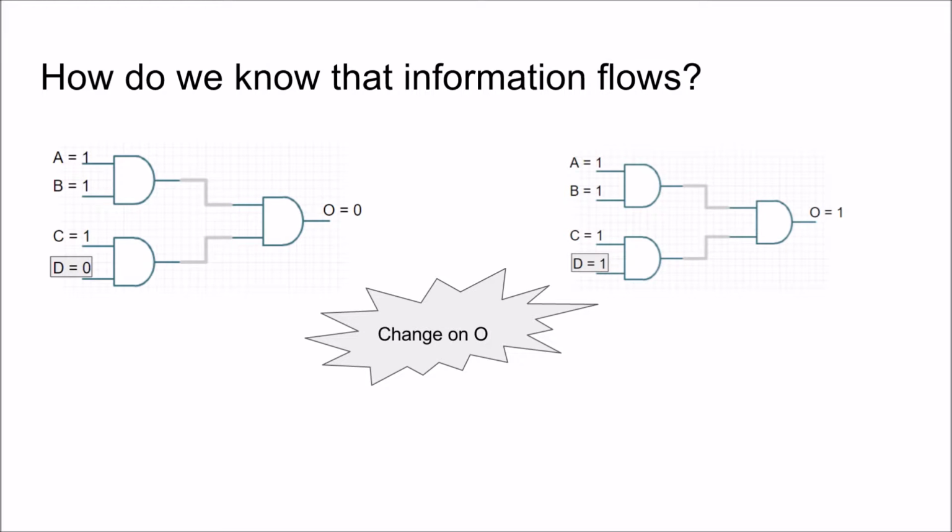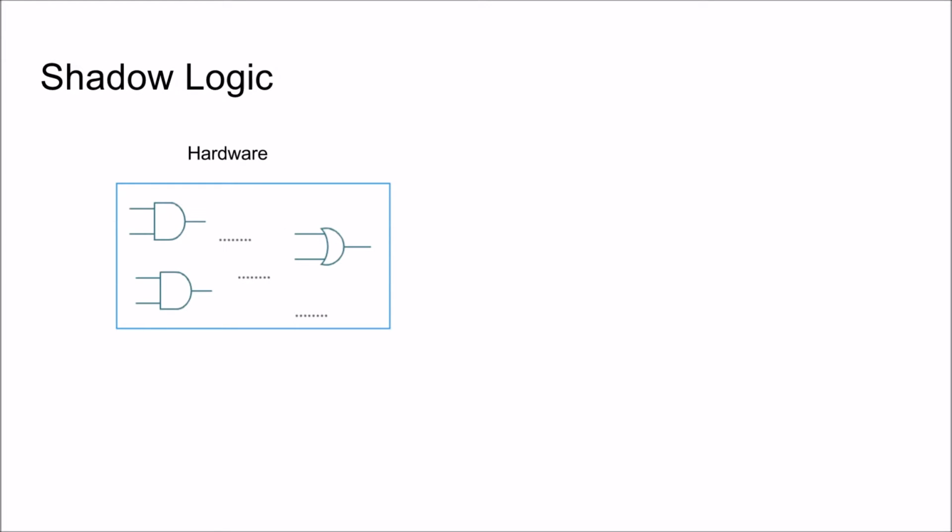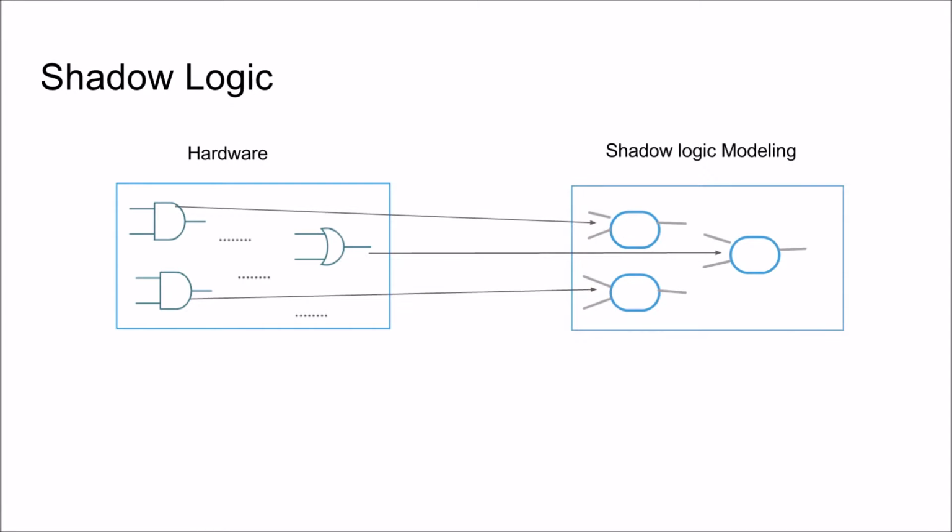We, however, use this principle and take it to the gate level. Now, in this figure, if we can show through some modeling that information from D flows to OP1 and from OP1 to O, then we can conclude that information flows from D to O. This granularity is achieved by modeling each gate in the gate level netlist to show information flow. This modeling is called shadow logic modeling. We have used two types of models in our design to determine Trojans. They are the conservative model and the precise model.